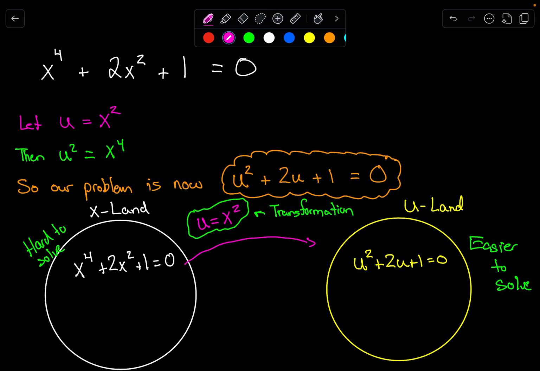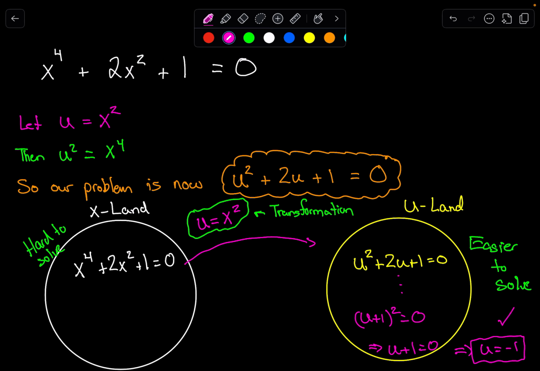And so we could do that. We get u plus 1 squared is equal to 0. We therefore get that u plus 1 has to equal 0. That's going to give us that u is equal to -1. Great. We have now solved the problem. Hooray. Or at the very least, we've solved a version of it.